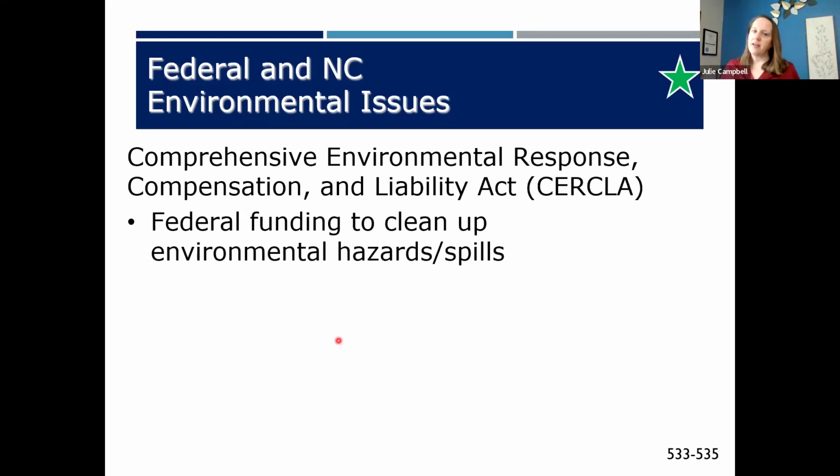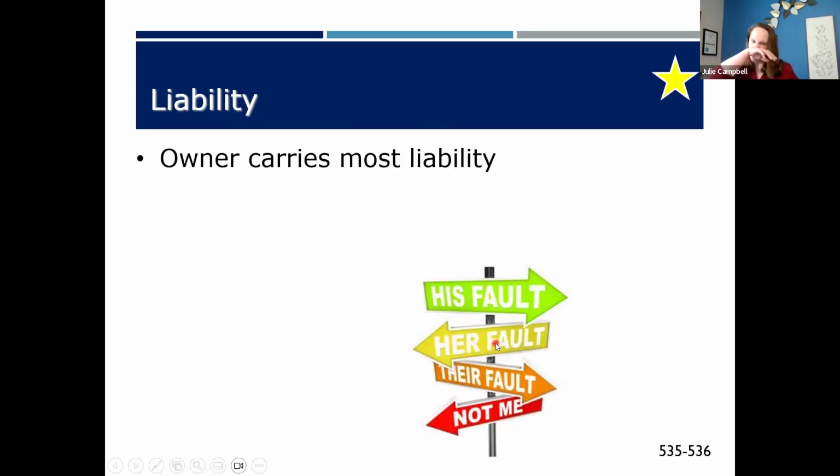So bottom line, with any of these environmental concerns, the owner is going to carry the most liability. The current owner is always going to be liable for cleanup, even if it's caused by the previous owner. No, they're not going to ask you to identify an acronym on your tests.